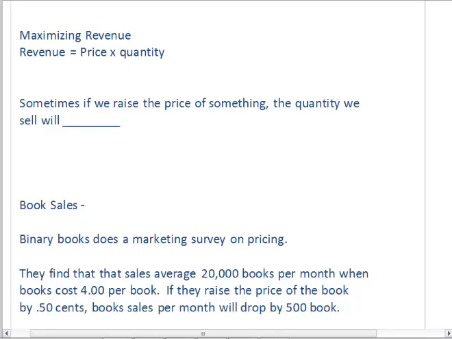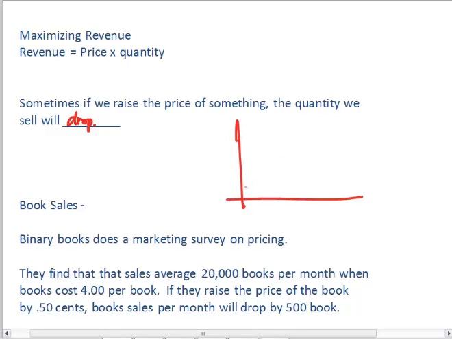And we started off by talking about how revenue is equal to the price that you charge for something multiplied by the quantity of items sold. So sometimes if we raise the price of something, the quantity we sell will drop. But that doesn't necessarily mean it drops. Sometimes if we're on a revenue curve, and X is the number of items that we sell, we may be operating below maximum revenue, and we just don't know that we're below it.